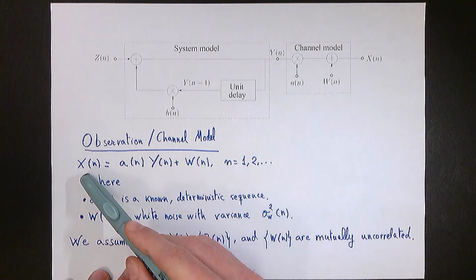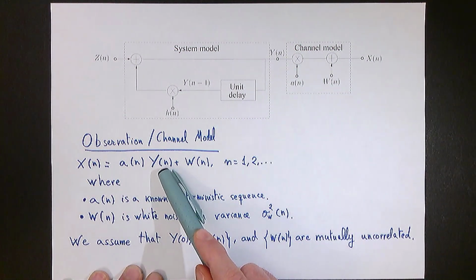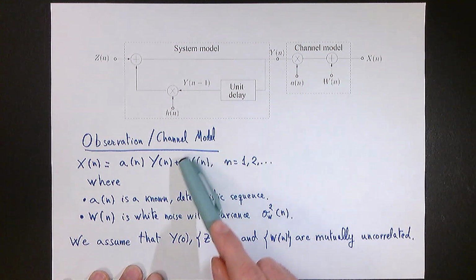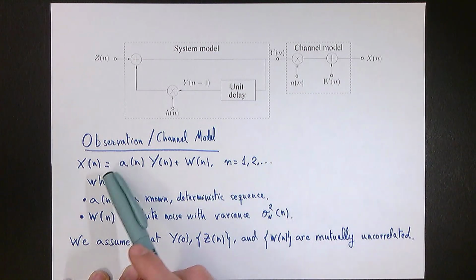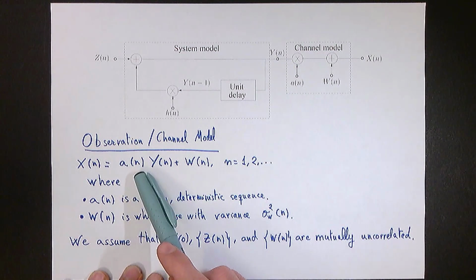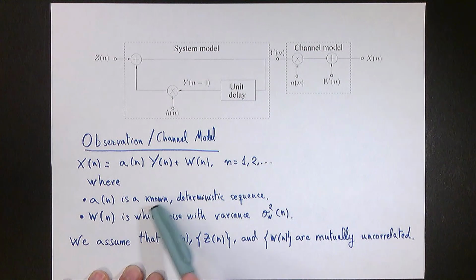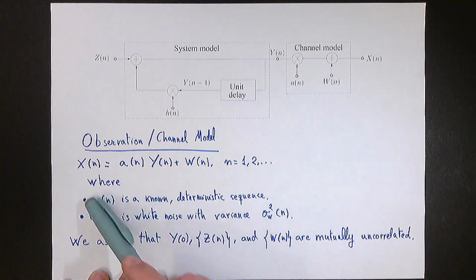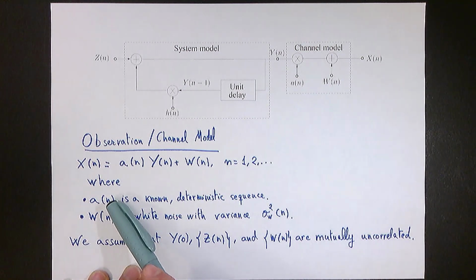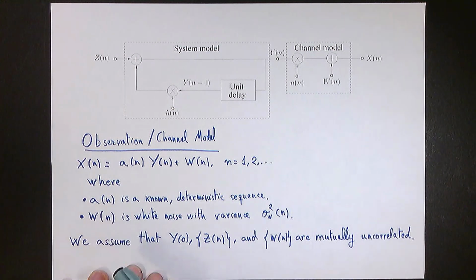Maybe it becomes a bit more clear if we look at it in the following channel equation, in which again each sample of x is a weighted version of the corresponding sample of y, to which the corresponding sample of the noise process is added. Let's have a look at the different elements in this equation. First, the sequence a of n, similarly to the sequence h of n before, is a known and deterministic sequence. Again, the weights a here may change with time, but they will do so in a predictable manner, meaning the Kalman filter will have knowledge of this sequence.